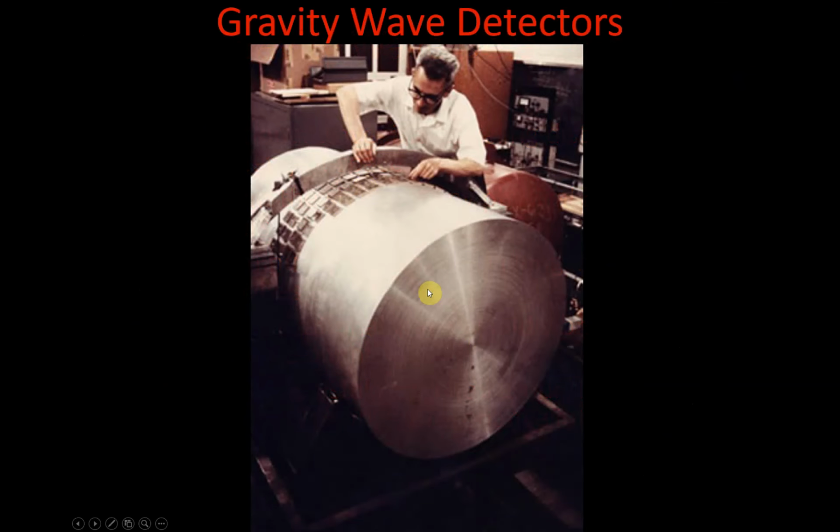And here's one of those big metal cylinders that would be kilometers apart from another. And if one picked up a distortion, one of them produced a current, then the other one should if they got the wavelength of gravity correct. Turns out this particular experiment didn't work too well and gave a lot of false detections.